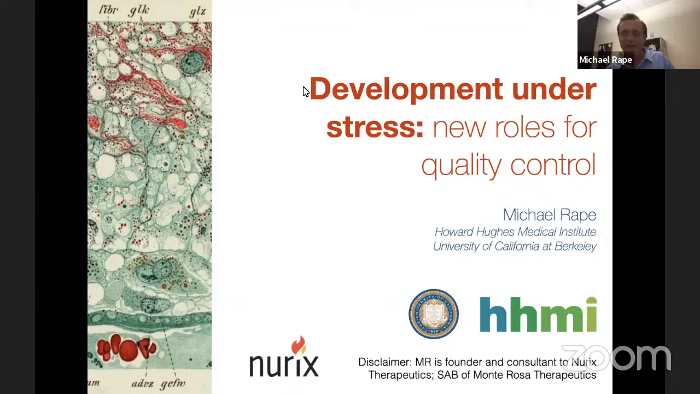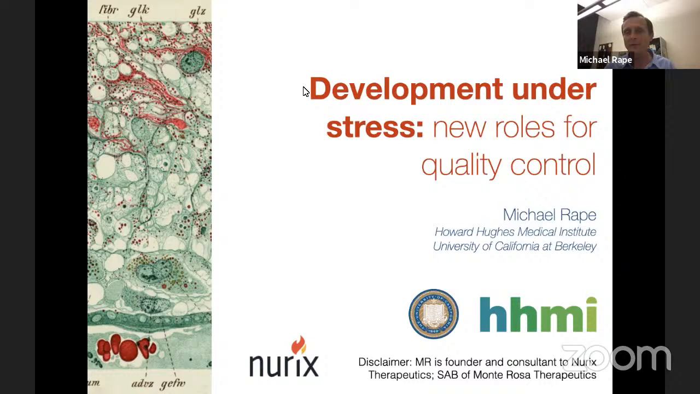So as it was mentioned, my lab really thinks about how cells acquire their fate. How do the 37 or so trillion cells in our bodies become what they are? And we're not looking at gene expression pathways as most labs do. We look at the post-translational side and use ubiquitin as our entry point into these questions.